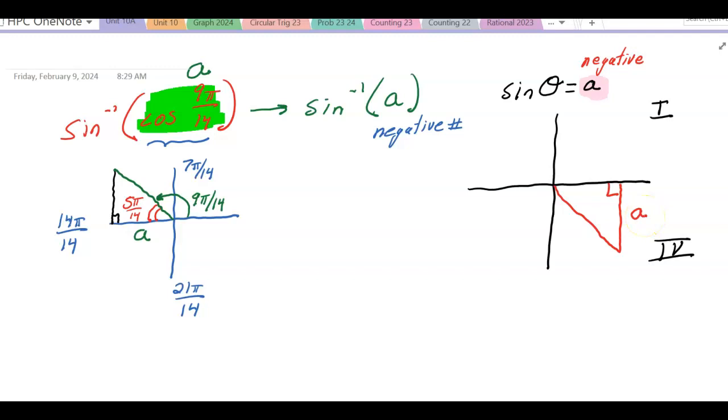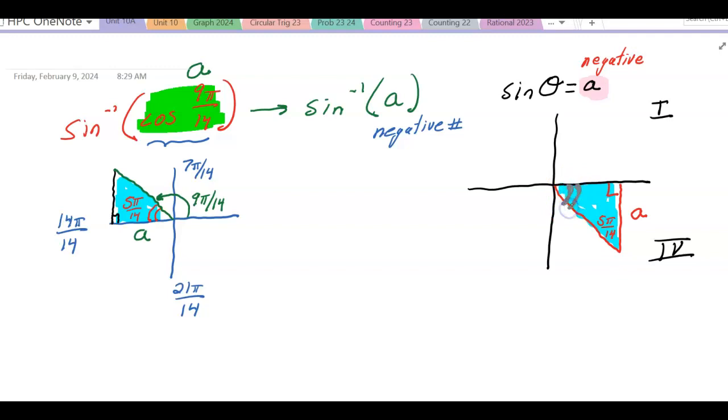And if you look at this blue triangle here, and the blue triangle here, those are congruent triangles. So in the triangle in quadrant 4, this angle is 5 pi over 14. And your goal is to find eventually theta. So I'm going to find the reference angle here.